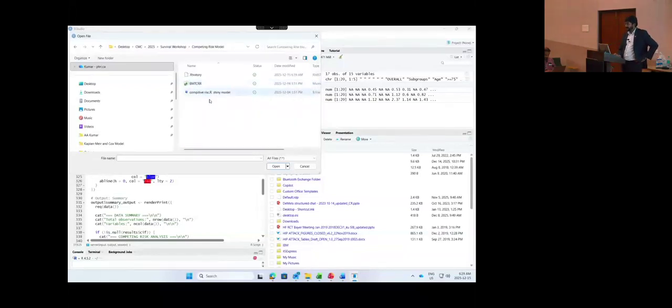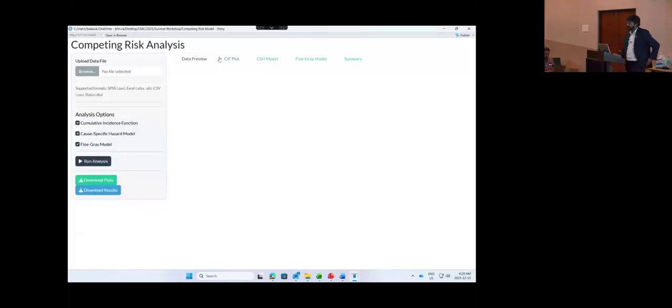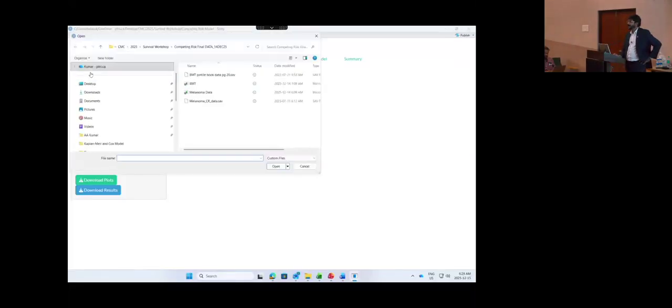Inside the competing risk model, you should find the R Shiny called competing risk R Shiny model. If you open that, you should see the file there, and you can reload it or run the app. It should take you to the file where you can browse the data.